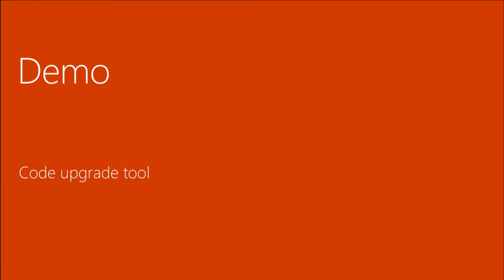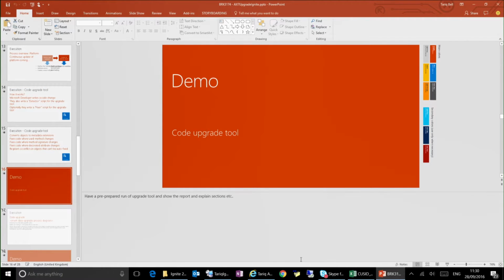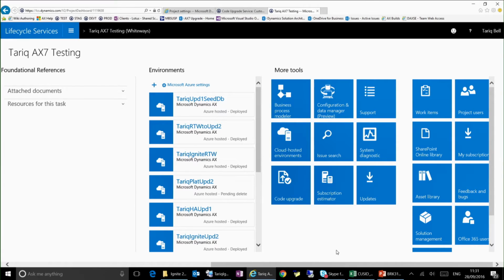Okay. So let's show you the code upgrade tool a little bit, shall we? First of all, this is LCS. You should hopefully all be familiar with Lifecycle Services. LCS is the abbreviation of Lifecycle Services. It's the site where you deploy your AX7 environments. It's where you manage the environment from. It's also where the code upgrade tool lives.